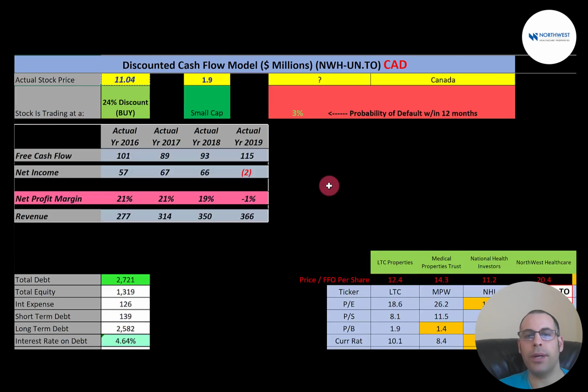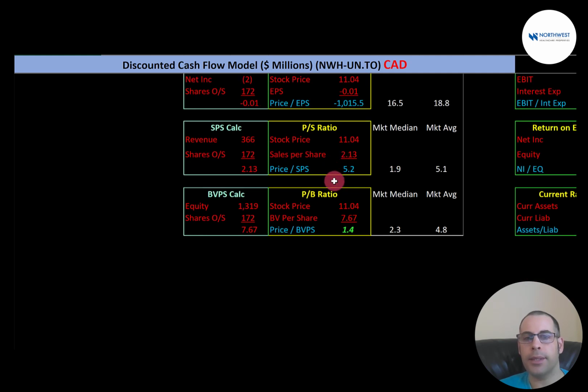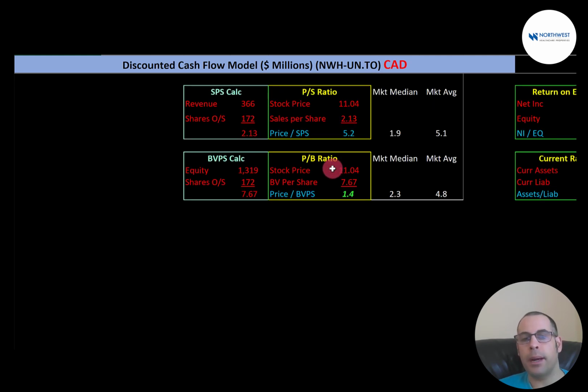Let's look at the financial ratios. They have a negative PE, that's stock price over earnings per share. They have negative net income, so they have negative PE. Not such a good price to sales ratio, that's stock price over sales per share. I like to see below 2.5, they're at 5.2. Good price to book, that's stock price over book value per share. I like to see below 3.5, they're at 1.4.